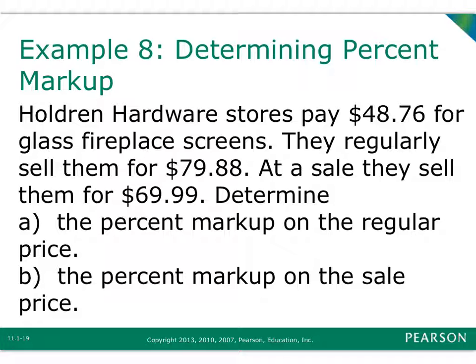So in example 8, we're going to determine the percent markup. Holden Hardware Stores pays $48.76 for glass fireplace screens. They regularly sell them for $79.88. At a sale, they sell them for $69.99. Determine the percent markup on the regular price, and then determine the percent markup on the sale price.